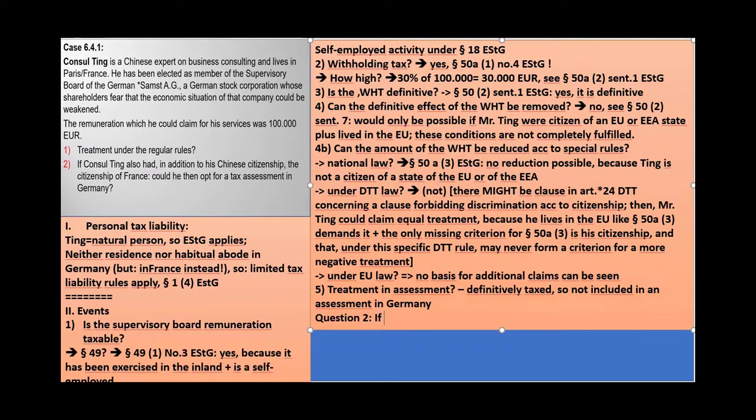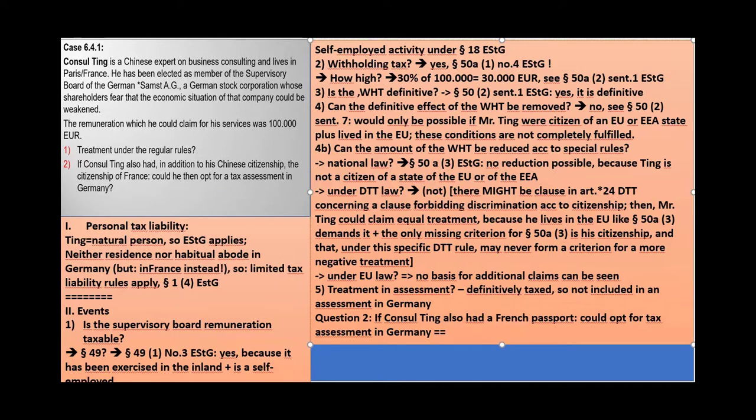Question 2. If Mr. Ting also had a French passport, could he opt for tax assessment in Germany? And now, please, before you criticize me, I have no idea if Chinese citizenship rules allow that you have double citizenship. French law does. So I just invented that in this specific case, Mr. Ting is a Chinese national and also holds French citizenship. Please just accept that. It has just been invented. Do as if it were the case. We do not know if that is possible in real life. We just assume it is.